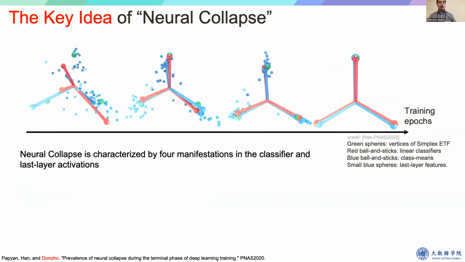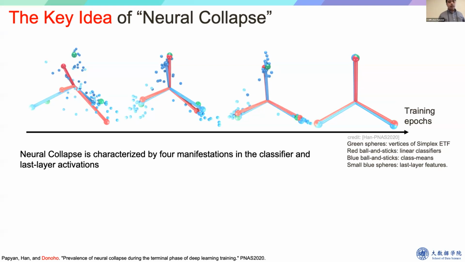And the last concept we will cover in this topic is neural collapse. Neural collapse is an important phenomenon in the training procedure of neural networks. Basically, the features' intra-class variation and the classifier will collapse during training. As visualized in the figure, the green squares represent the vertices of the standard simplex ETF. Red balls and sticks represent the linear classifier, blue balls and sticks represent the class means, and these small blue spheres represent the last-layer features. For all objects, we distinguish different classes via the shade of the color.